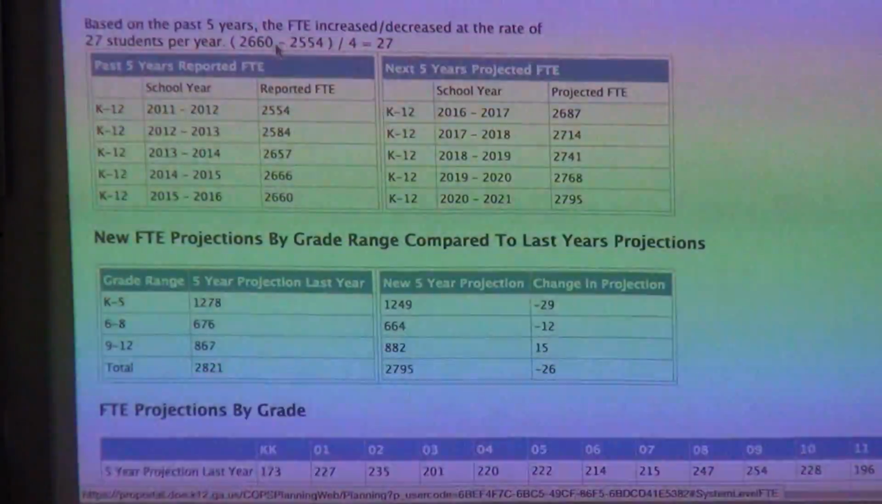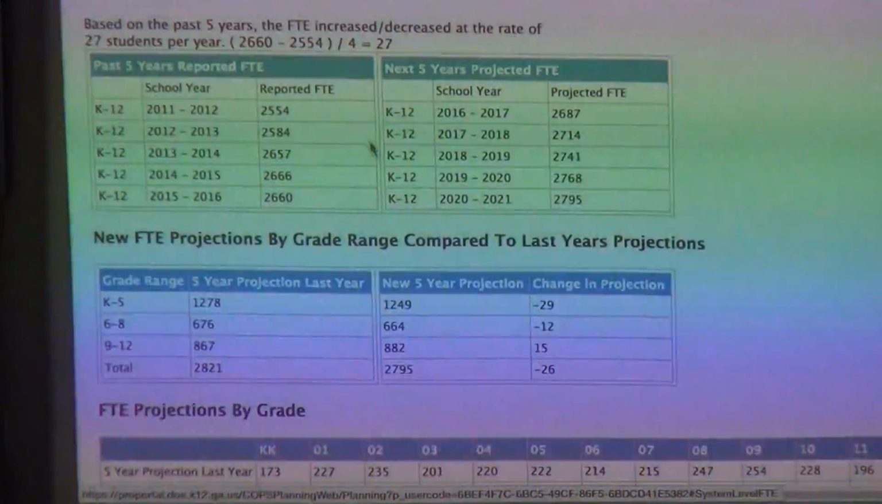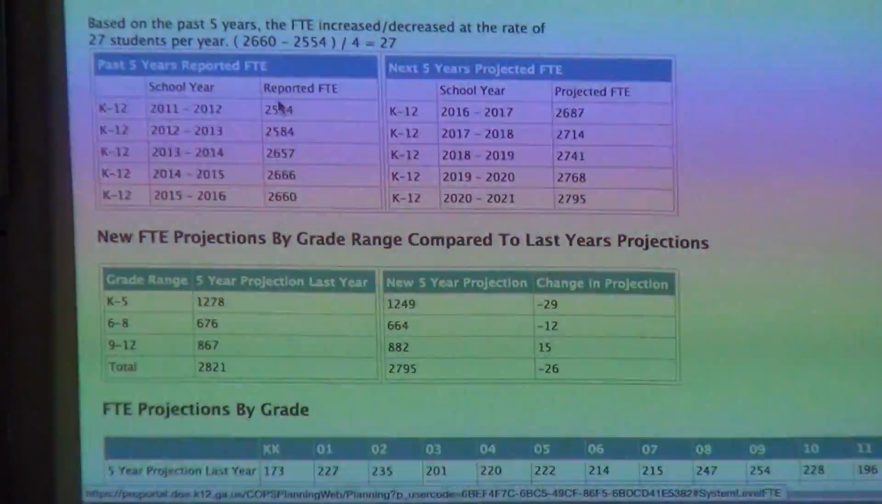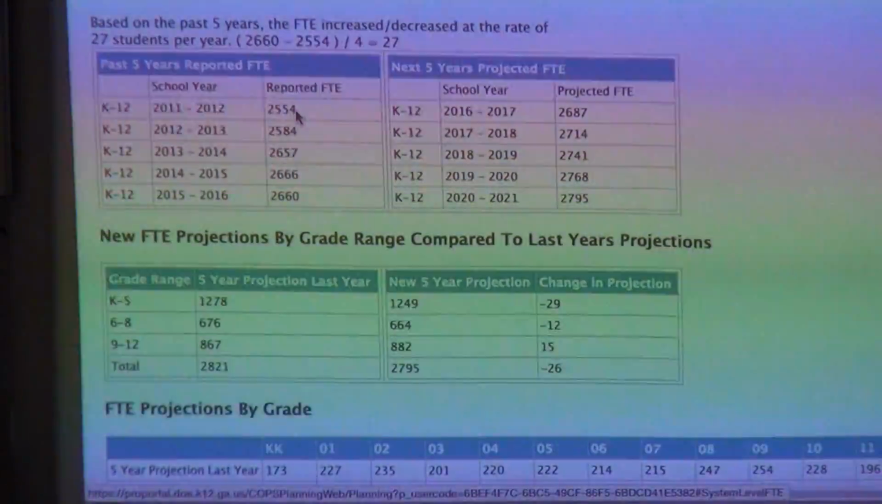You'll see that they took the 2660, which is your 2016 reported number, and they subtract the 2012 number, which was 5 years previous, and they divide that by 4, and you get a number right there. That number is very, very, very important. That tells you whether you're losing students or you're gaining students. In your case, you're showing a growth of 27 students per year, and they're going to project your FTE over the next 5 years. You can see here in 2016 it's 2660.